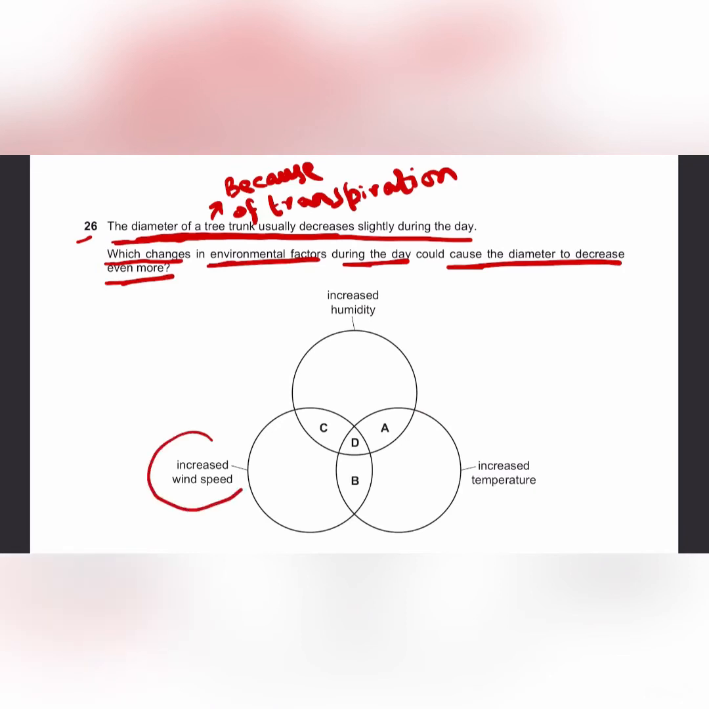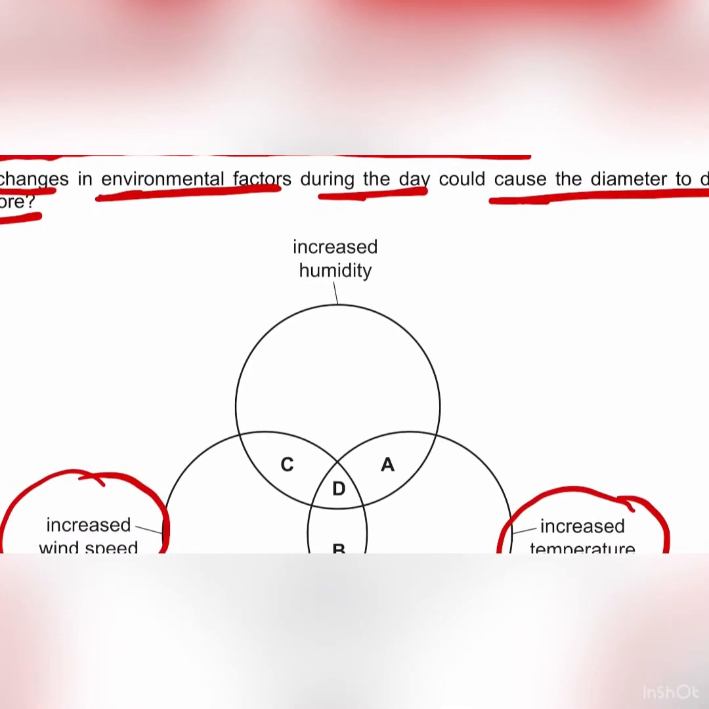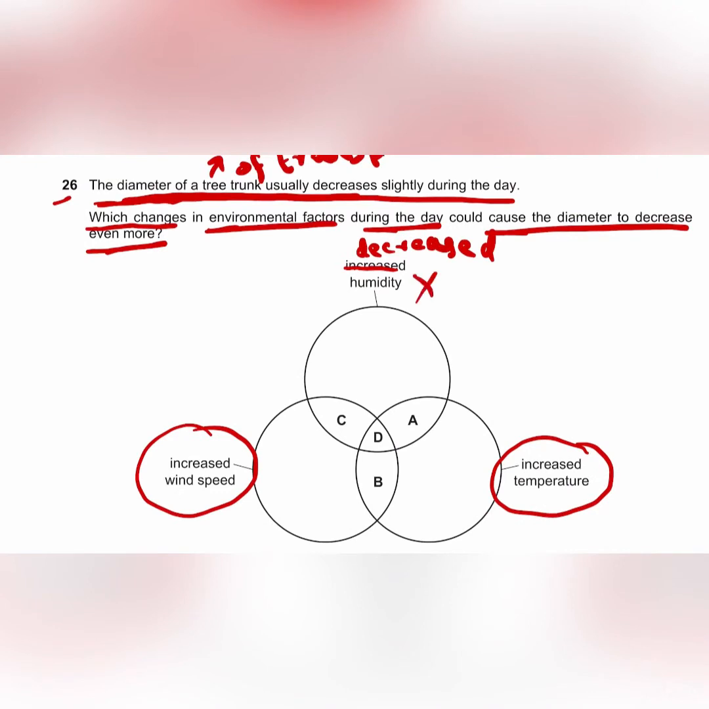As we all know, if we increase the wind speeds, the rate of transpiration increases. If we increase the temperature, the rate of transpiration increases. But to increase the rate of transpiration, we need to decrease the humidity, right? So this is wrong. Increased wind speed and increased temperature is right.